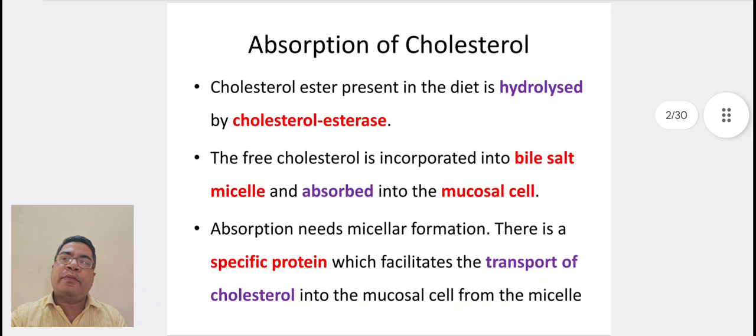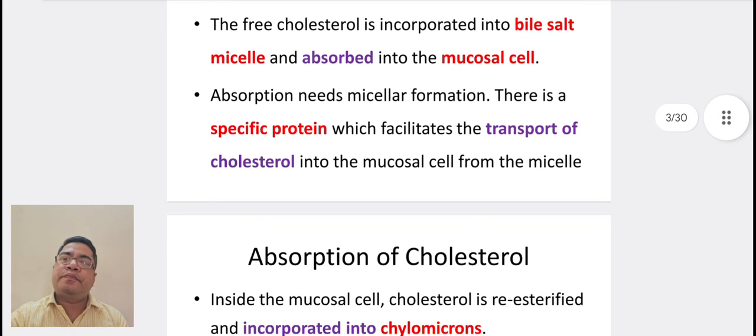Good morning, everyone. Let us begin the topic. Absorption of cholesterol. Cholesterol ester present in the diet is hydrolyzed by cholesterol esterase. The free cholesterol incorporated into bile salt micelle is absorbed into the mucosal cell. Absorption needs micellar formation. There is a specific protein which facilitates the transport of cholesterol into the mucosal cell and from the micelle.